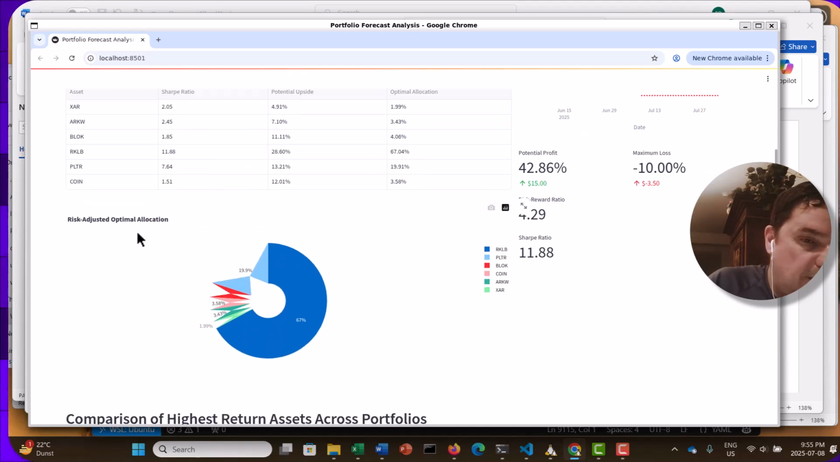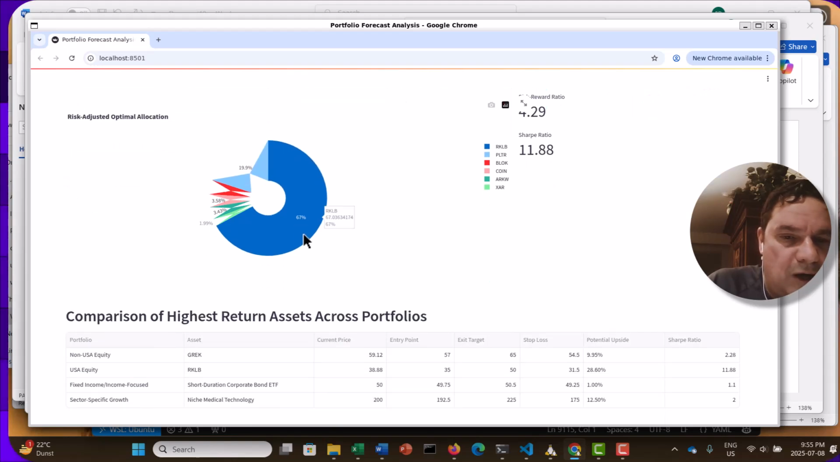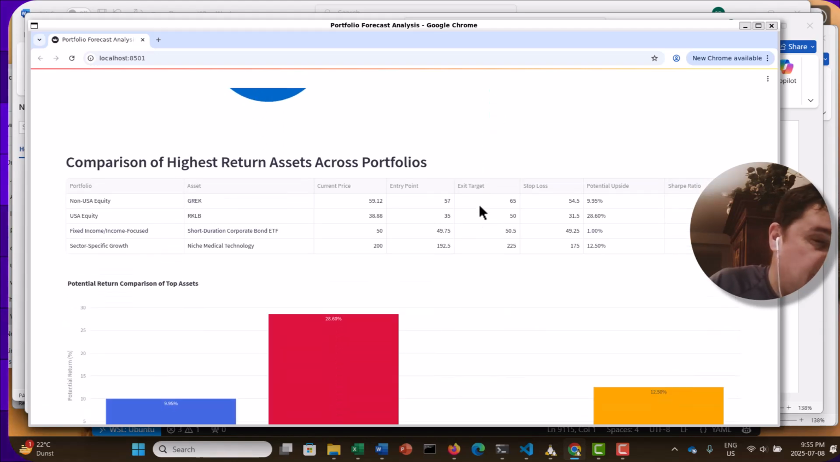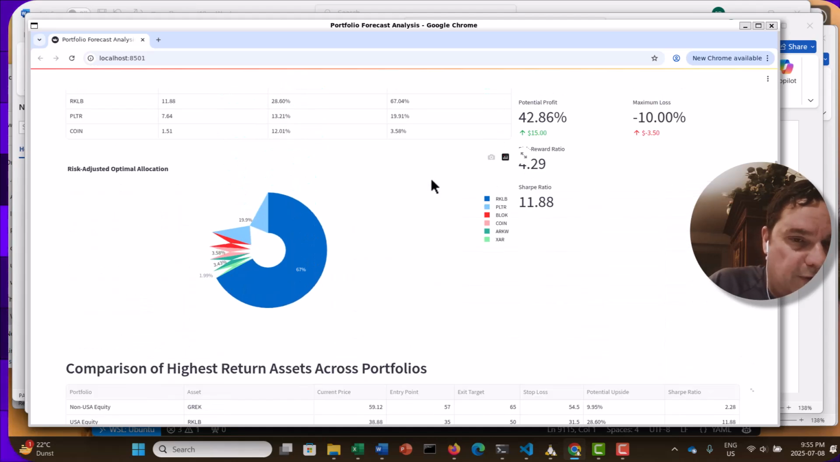Here are the risk-adjusted optimal allocations, weighted here as well. The majority of the money, if you were to put into it, would go into that suggested Rocket Lab, and then you have a little bit of different percentages. Let's say Palantir at 19%. That's again generated by the AI. So again, this is just financial advice. It's just what I'm doing plus what the AI is adjusting here. Again, we have the comparison of highest return assets across different portfolios.